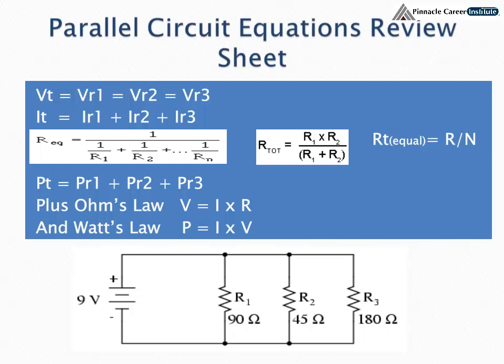Our resistors, we had three equations. Our first one was the reciprocal of the sum of the reciprocals. This is good for any combination of parallel resistors. If I have two resistors, I can use the simplified product over the sum, R1 times R2 divided by R1 plus R2. And if they're equal, I can just take the R divided by N to get my total resistance. Power total, I just add up my power drops, PR1 plus PR2 plus PR3 equals my power total. And of course, always, Ohm's law and Watt's law are always true in every circuit.